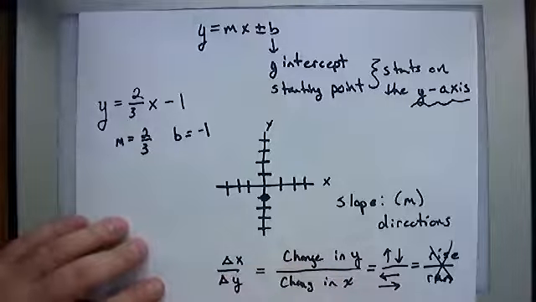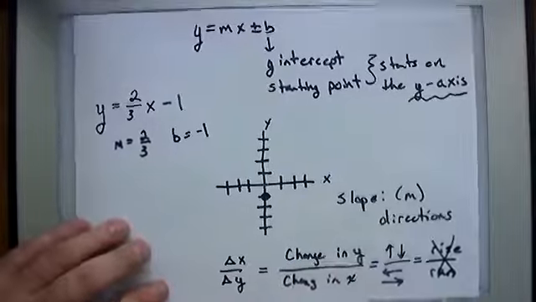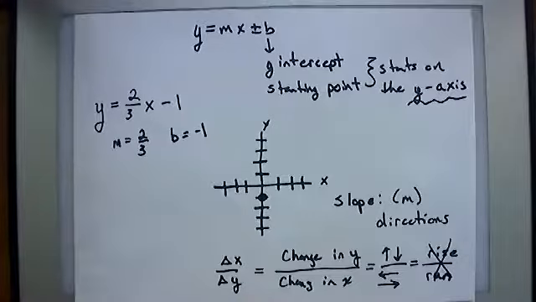Okay? So change in y over change in x. And just think about this for a second. If you were asking somebody directions, they might say you need to go 2 miles north, which we would think about as up, and 3 miles west, which we would think about as left, right? That's all this is saying.